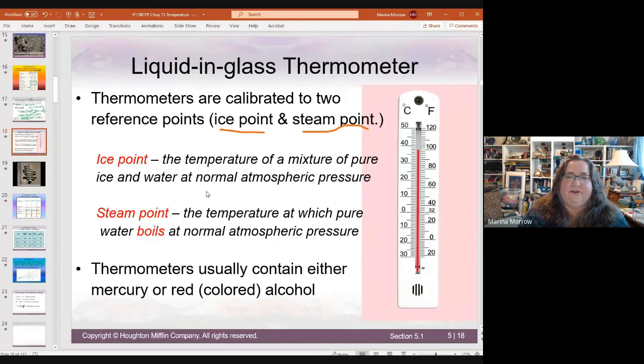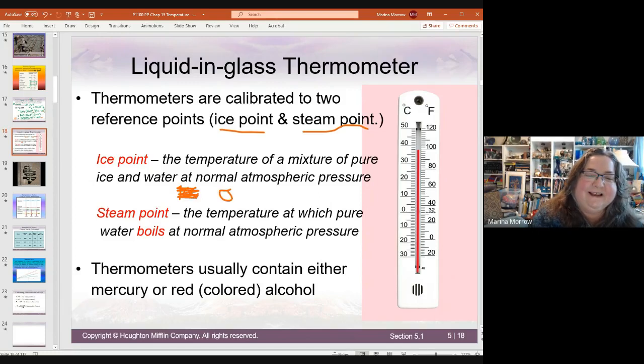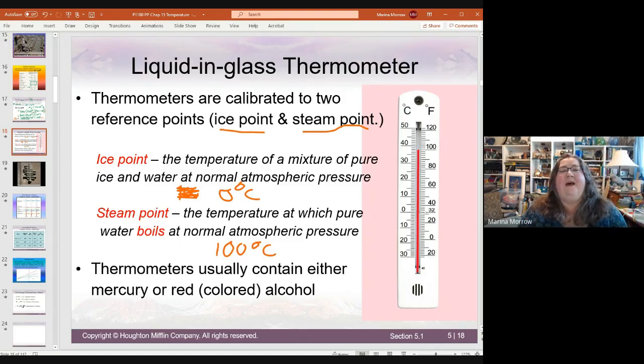And of course, you probably know that that is for Celsius. They put that at 0 degrees Celsius. Okay, and the steam point is the boiling point of water, and that you probably already know is 100 degrees Celsius. But that wasn't the first standardized thermometer.